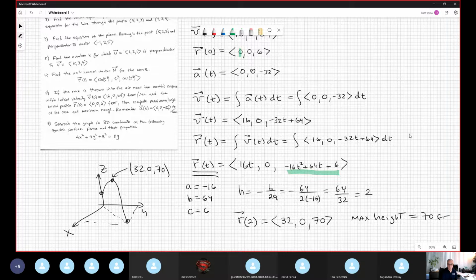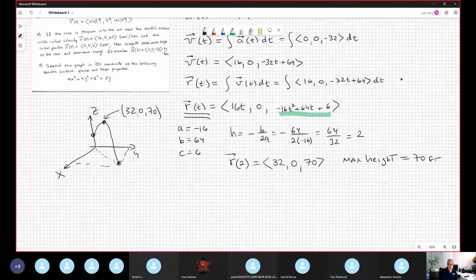Okay, now if you want to find the moment at which this happened, at t equals 2 seconds, right? So you want to find the time at which the rock hit the floor. You take again this equation, minus 16t squared plus 64t plus 6, and you enforce it to be equal to 0, and you solve for t. You have 2 solutions, but one solution is positive, another solution is negative. I want the positive solution.